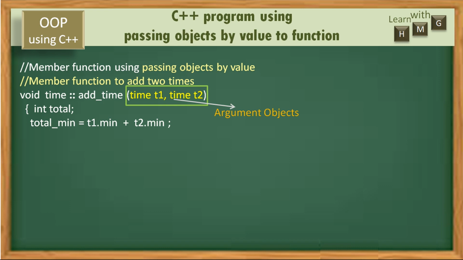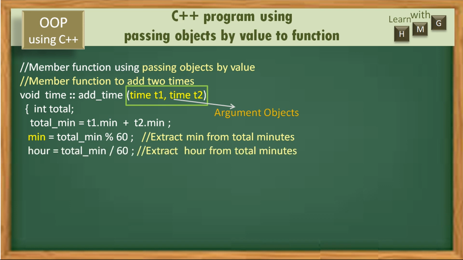So total minute is equal to T1.min plus T2.min. So the minutes of T1 object and minutes of T2 object are added together, and total minutes will be calculated. From these total minutes, only the minutes are extracted using mod 60 operation. Then from this same total time, the hours are extracted using /60. So the mod 60 will give you remainder and /60 will give you the quotient, and the remainder will be minutes and the quotient will be hours.